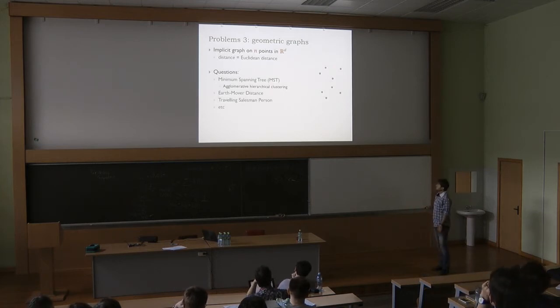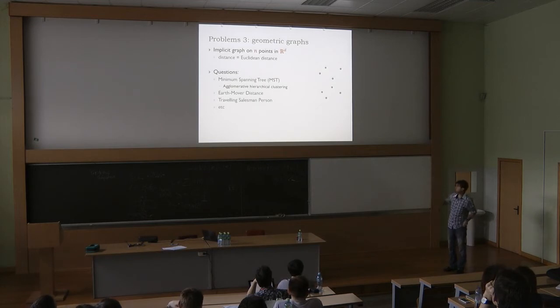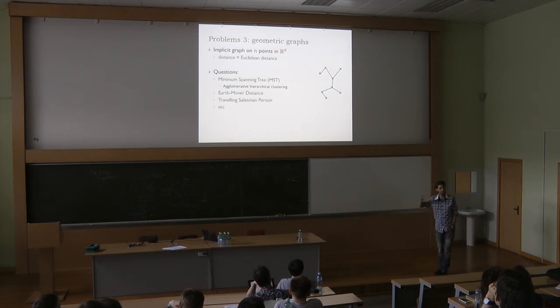So now you can think about questions like minimum spanning tree, for example. So let me focus on minimum spanning tree. The minimum spanning tree on this set of points looks like this. Note that the input here is really just n points, even though it defines implicitly an n squared edges graph.